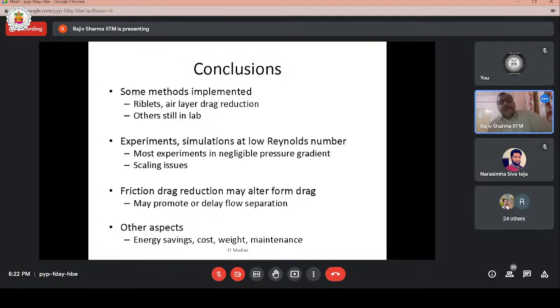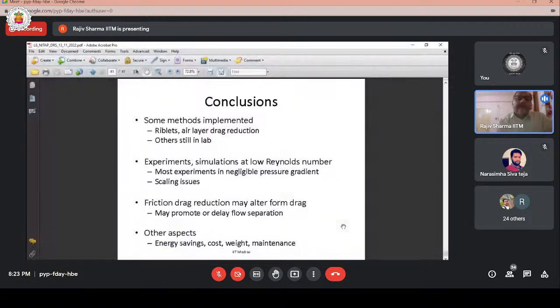And finally, engineering is about the cost. Finding solutions with a reasonable cost, with less maintenance, less weight, with higher energy saving. So we'll close here. If you have any doubt, you can ask.